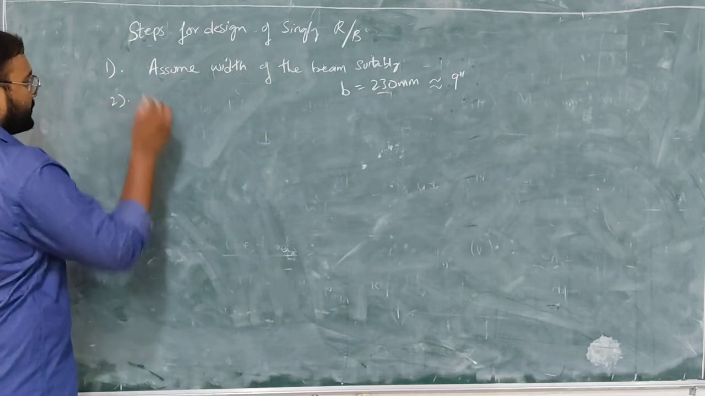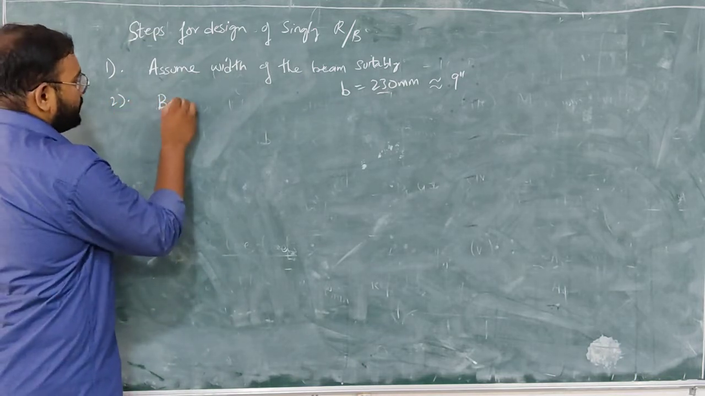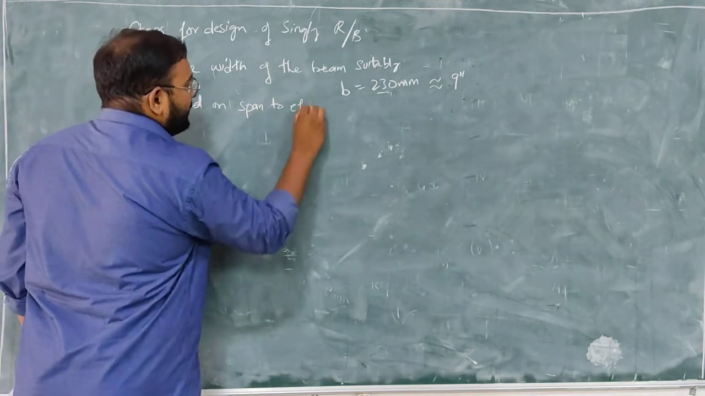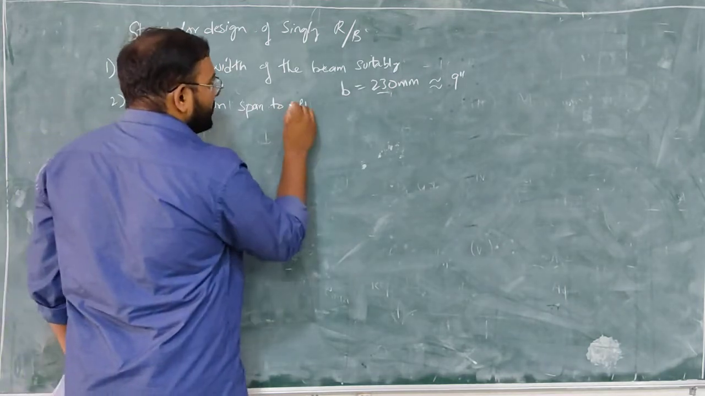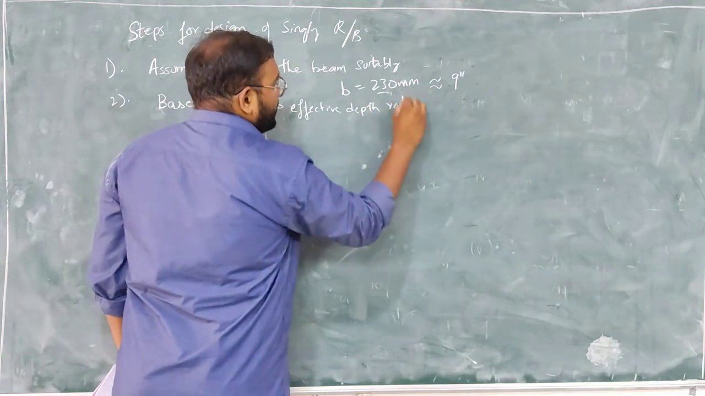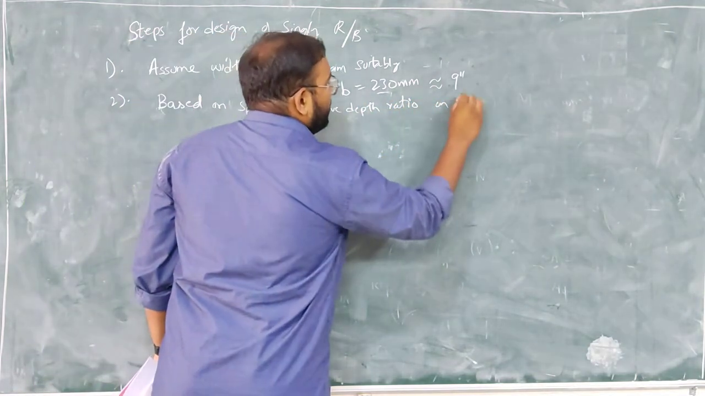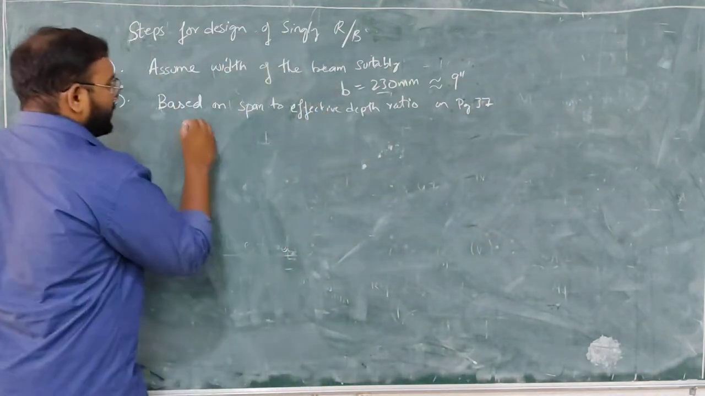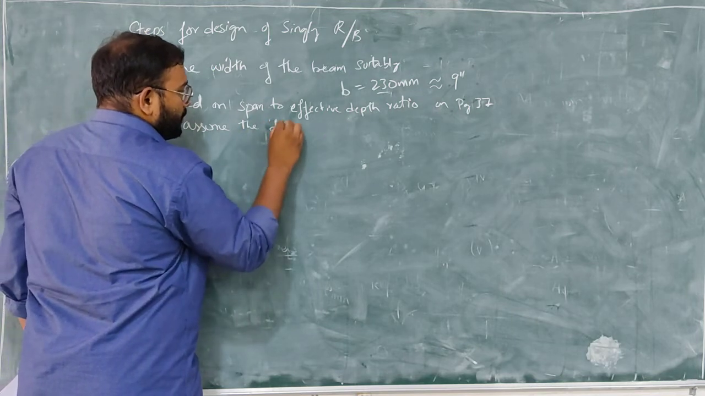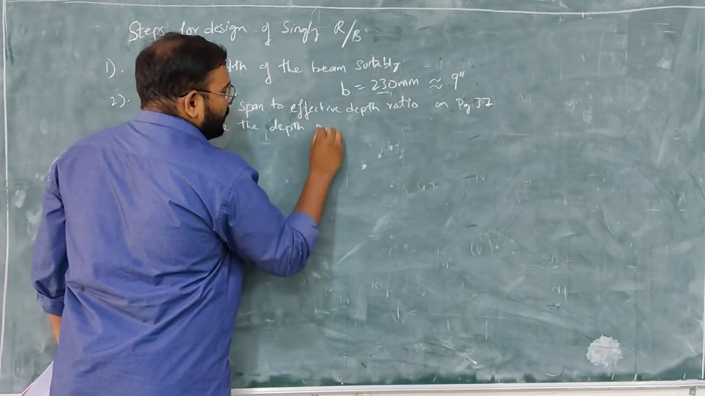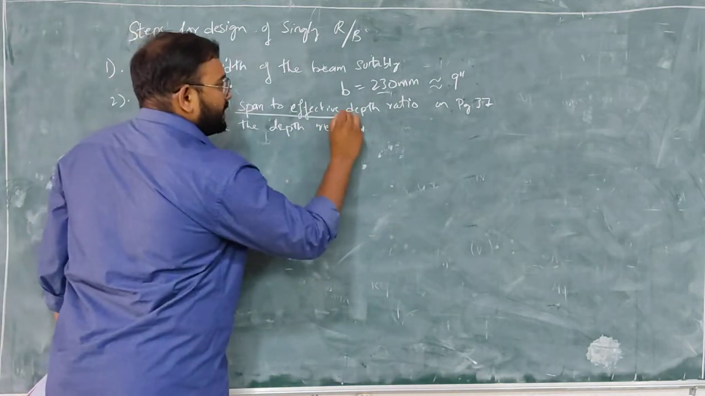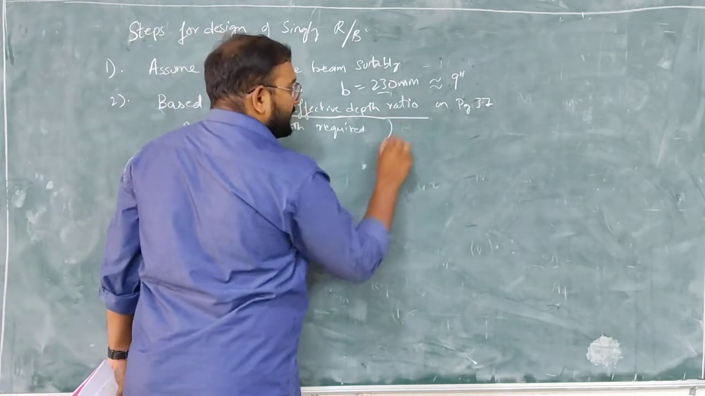Next is, based on span to effective depth ratio on page number 37, assume the depth required. Span to effective depth ratio is also called the deflection criteria.